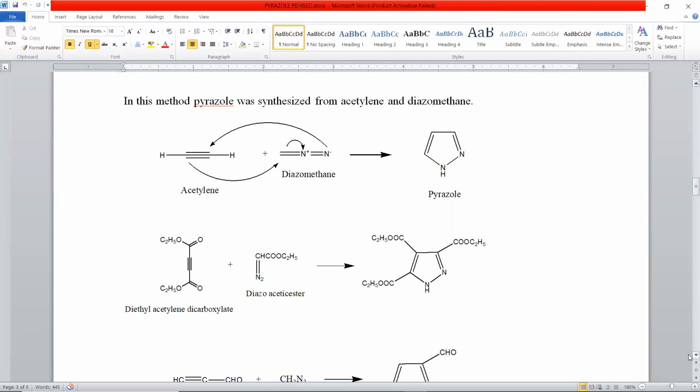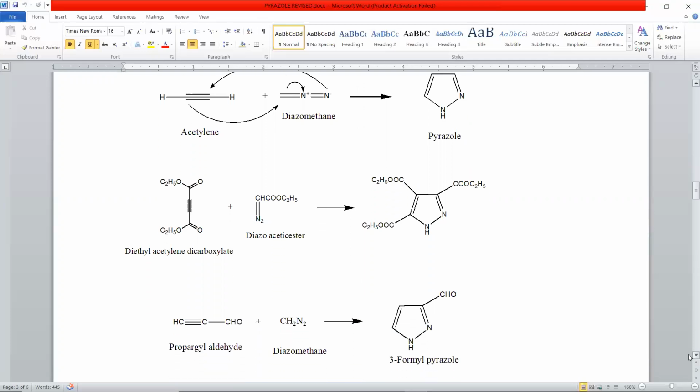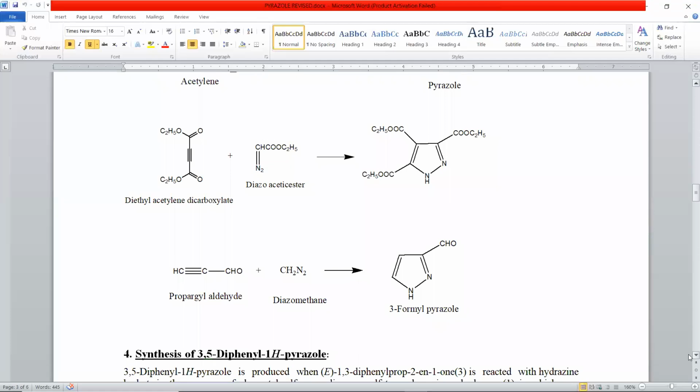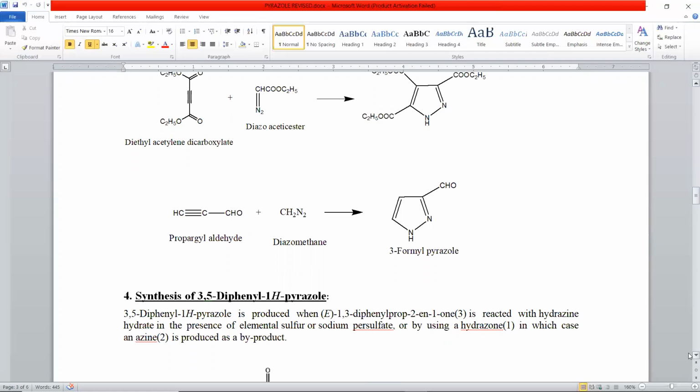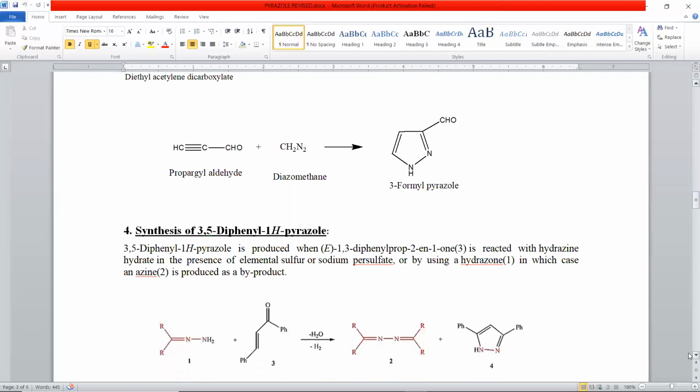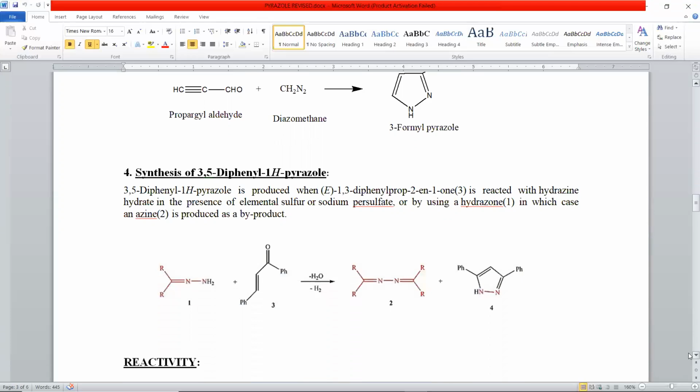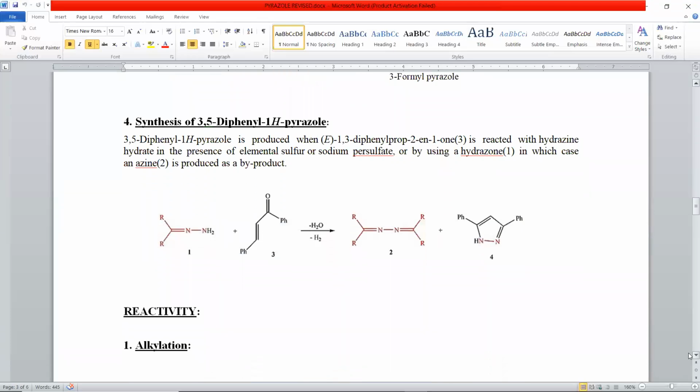Similarly, another example. Propargyl aldehyde reacts with diazomethane to form a substituted pyrazole. So this reaction also involves a 1,3-dipolar addition reaction. There is one more method of preparing this pyrazole ring system, which is substituted.